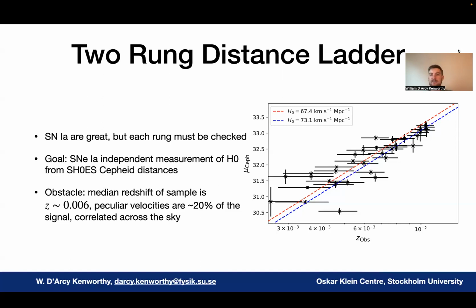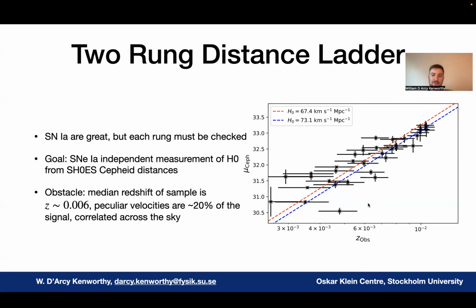The median redshift of our sample, in fact, is 0.006, which means that peculiar velocities are about 20% of our signal. You can see that there's a lot of scatter in this Hubble diagram showing Cepheid distances against redshift, and it's going to be very difficult to disentangle the predicted SH0ES and Planck values of H0 based on this data alone.